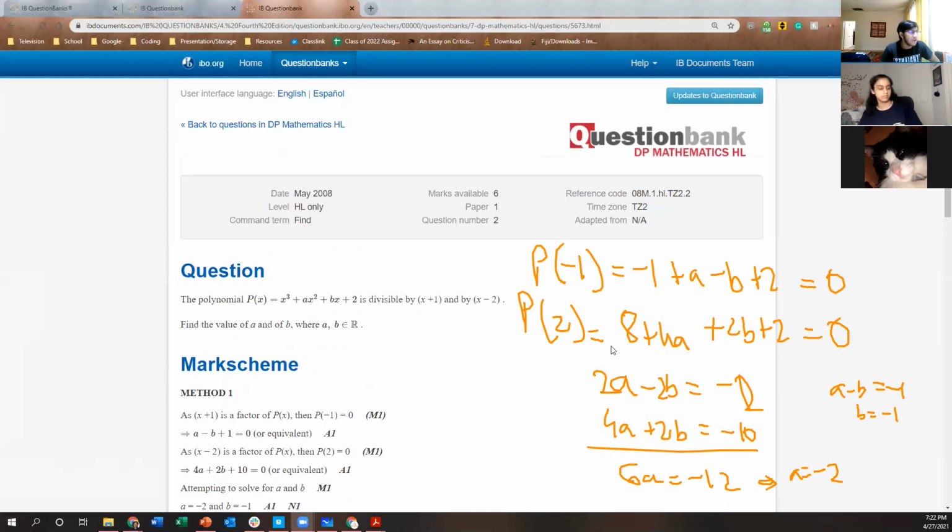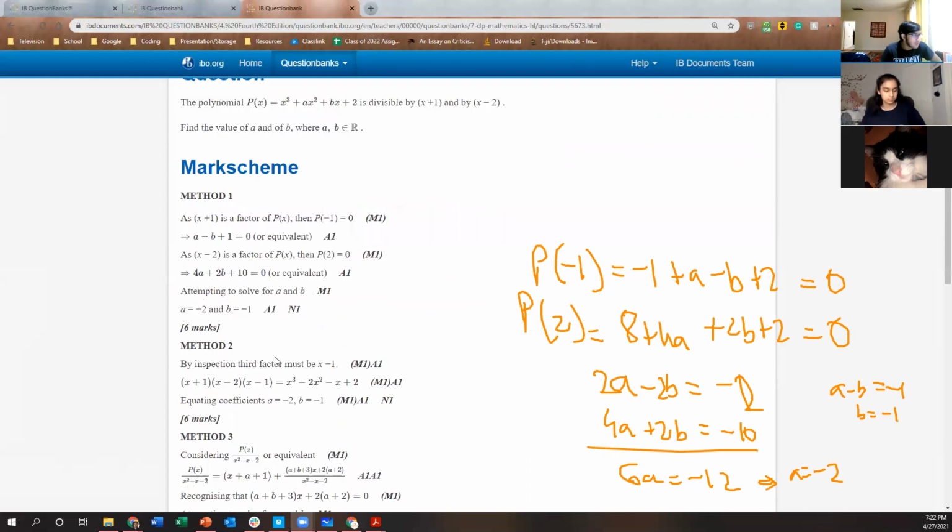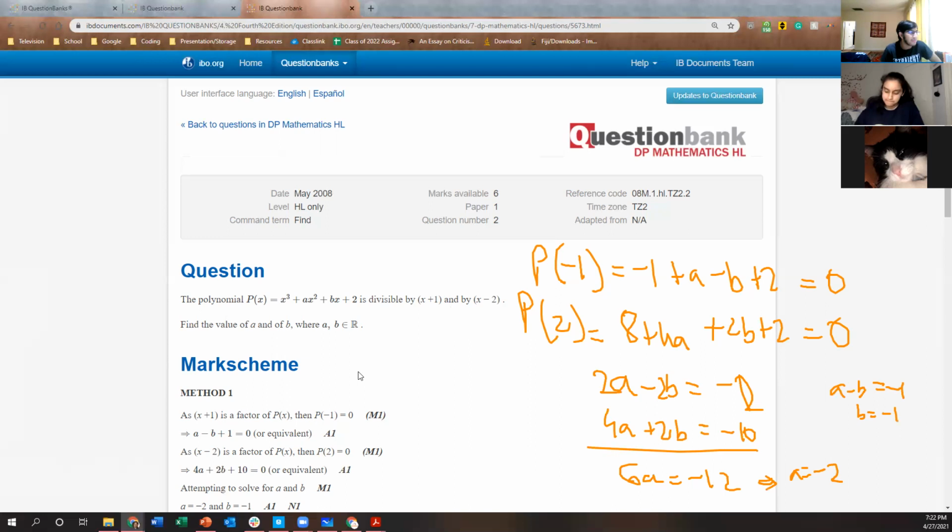I think there's another method as well. Yeah, this is what they did. I wouldn't have done it this way, because then you have to guess about the third root. What did you get? B is equal to -1 and A is equal to -2? Yeah. Oh, you know what? I did it a way that I think might be a little easier too. Okay, yeah, go ahead.